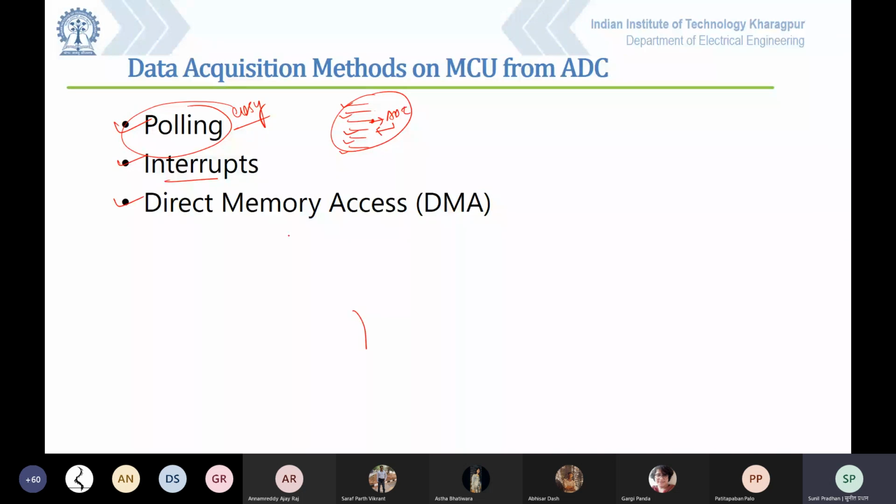And the most important is the direct memory access. I will be discussing this in my next slide. So till this slide, anybody is having any doubts? Anyone? Okay, so let me go to the direct memory access.